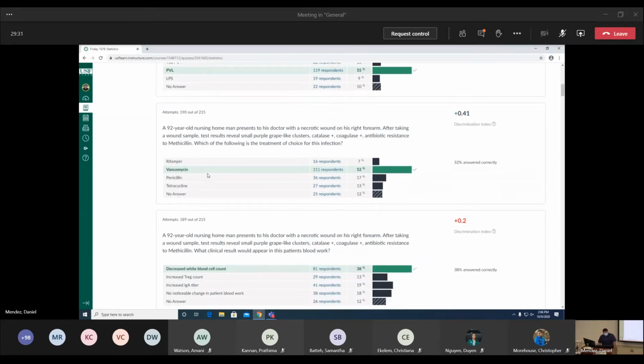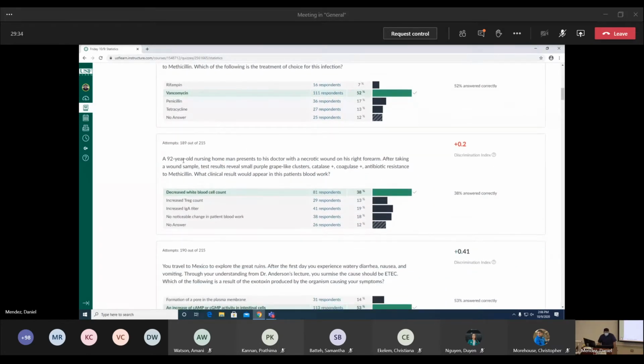Then the third one from the same question stem, which clinical result would appear in this patient's blood work? So this one was a little tricky. When you go back through and you look at PVL, some of the symptoms of PVL would be leukopenia. So leukopenia being a decrease in leukocytes, so a decrease in white blood cell count.